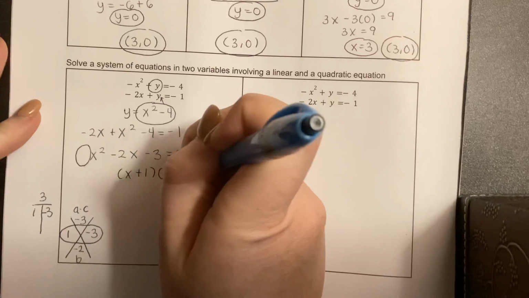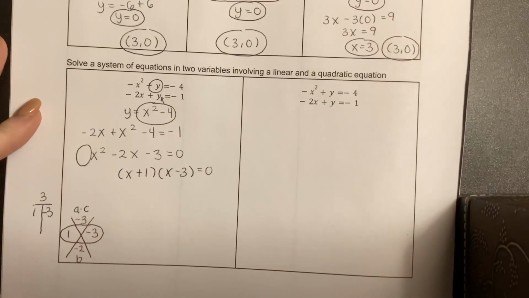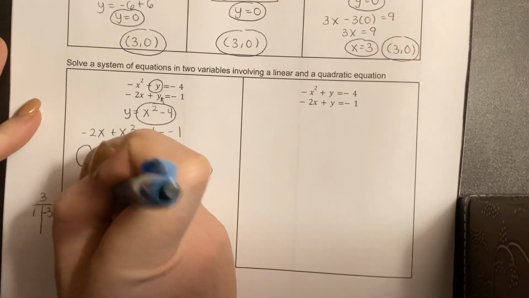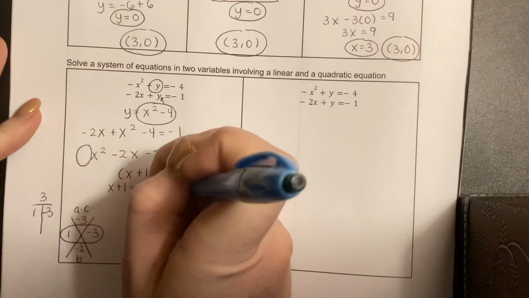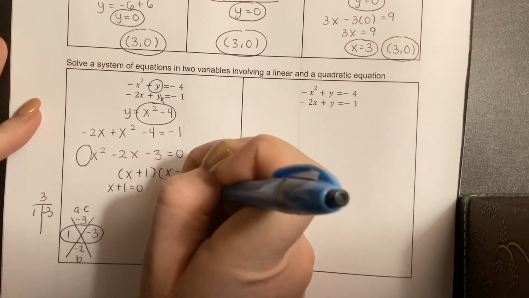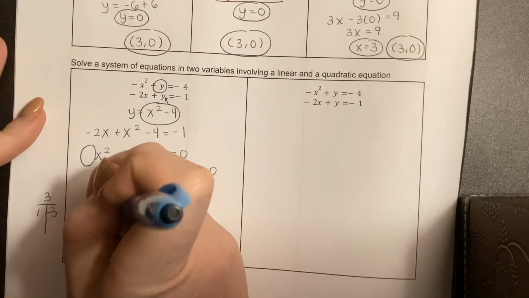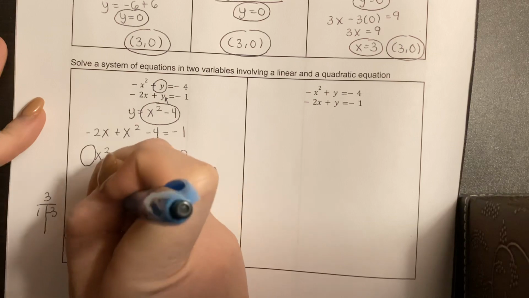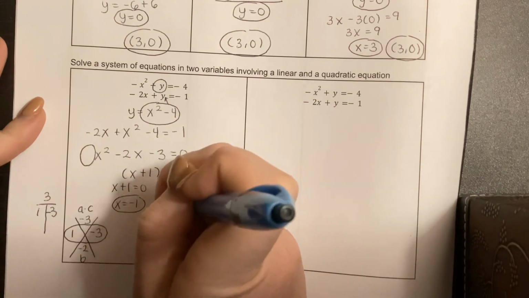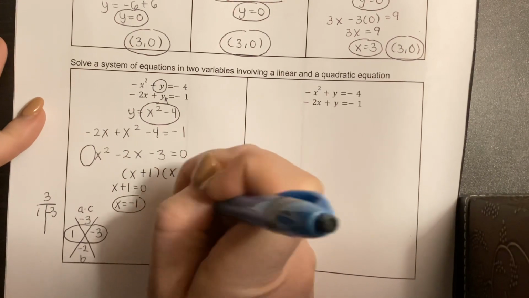This is still equal to 0, and now you just set them up separately and solve. So you're going to have x plus 1 is equal to 0, and x minus 3 is equal to 0. If you subtract 1 here, it gives you that x is equal to -1. If you add 3, it gives you that x is equal to +3.